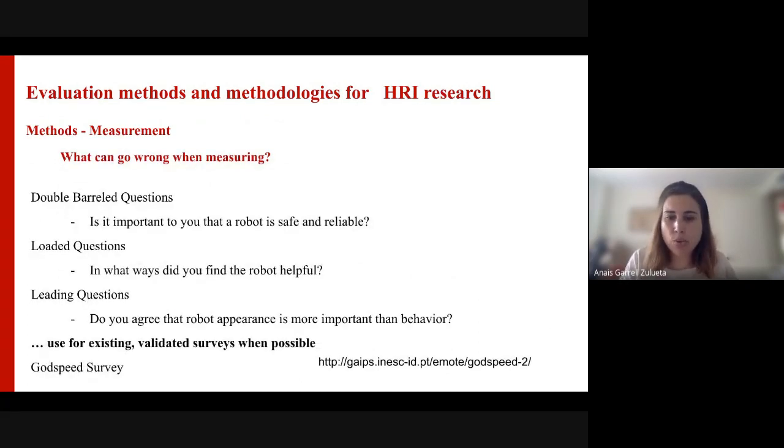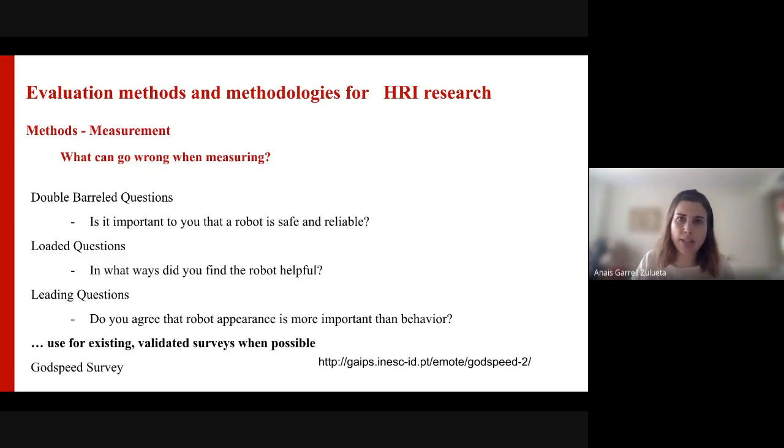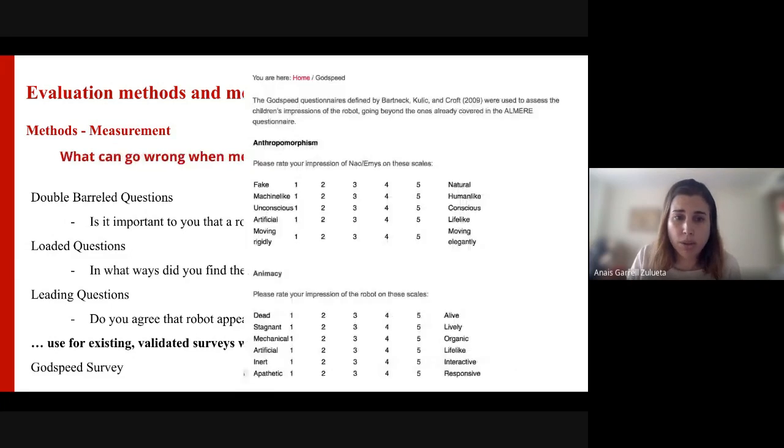Here I'm giving you some advice if you want to write your own questions, and I'm giving you the Godspeed survey. There are many others, but this is the most famous and the most used in the research area. It's a questionnaire with a lot of questions regarding different topics when you are doing HRI. So you can pick some parts of these questions, or maybe some of them. And if in your papers you write that you are using these questionnaires, the reviewers will accept this. So don't worry about that.